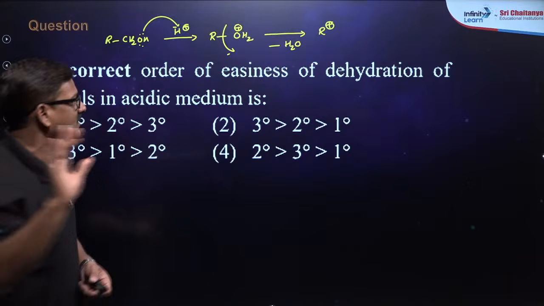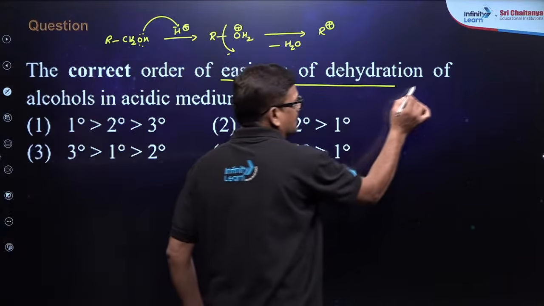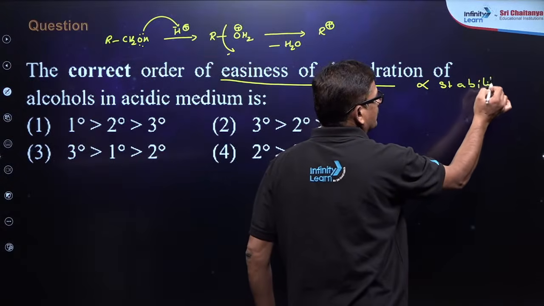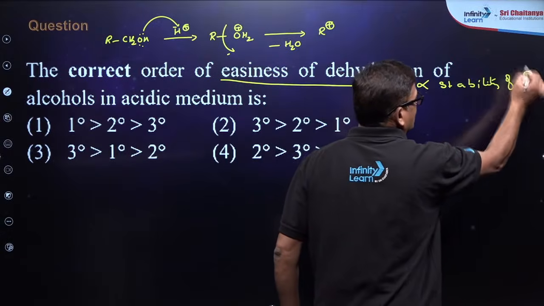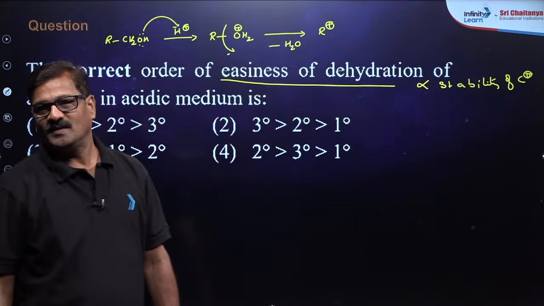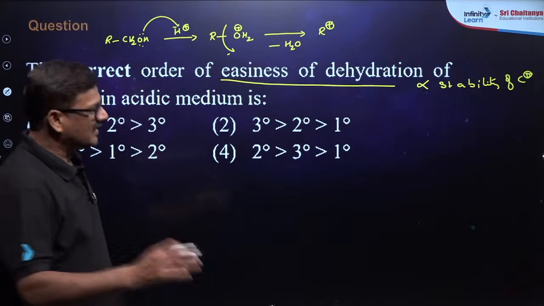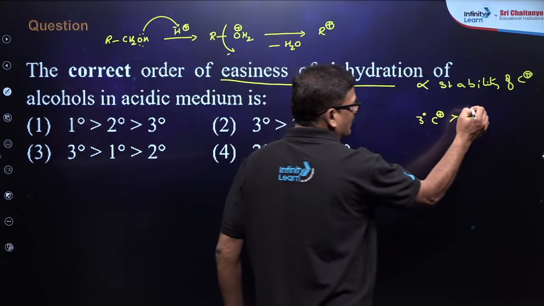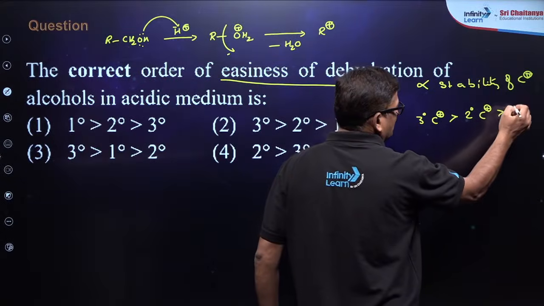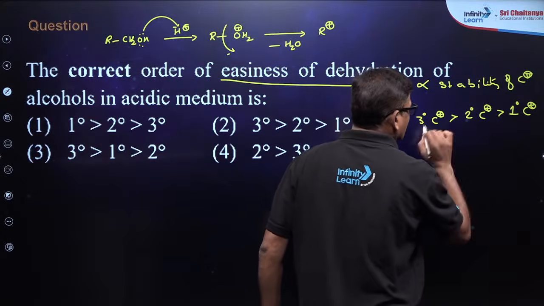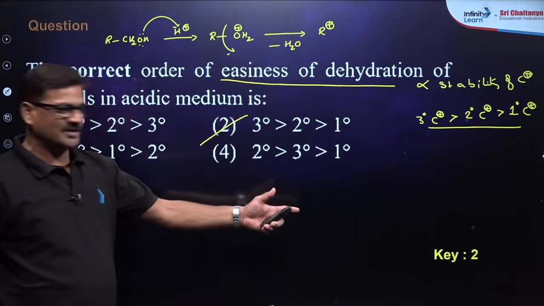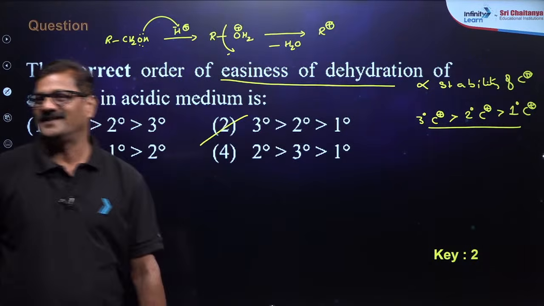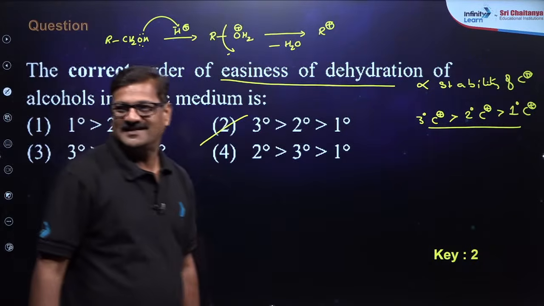Ease of dehydration is directly proportional to the stability of the carbocation. That is a fundamental rule. So, let us follow this. Tertiary carbocation is more stable than secondary, which is more stable than primary. So, I would like to say option 2 is the correct answer. Chinmay, correct. Okay, Sunil, what's your answer here? Chirag, that's good.